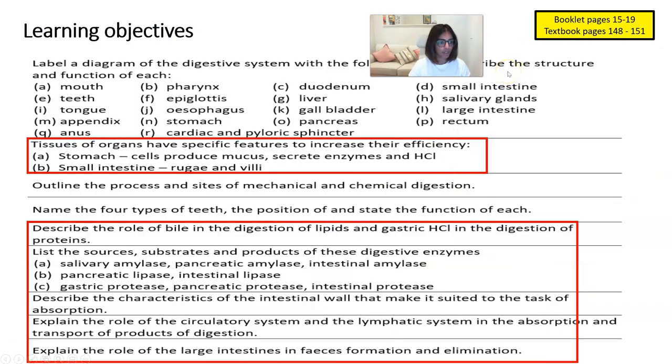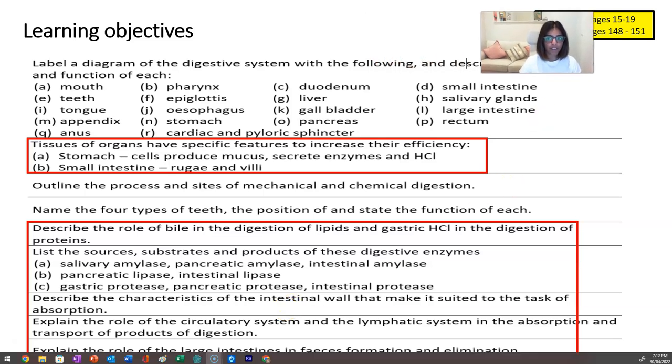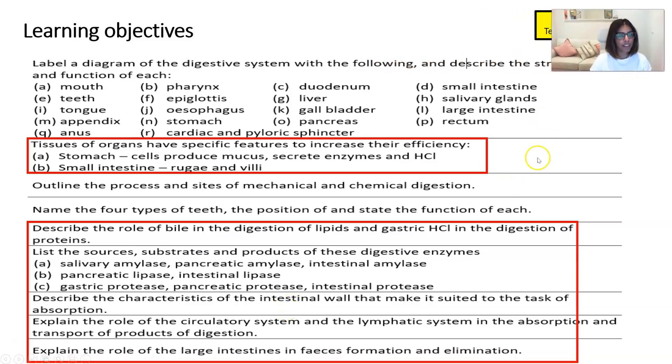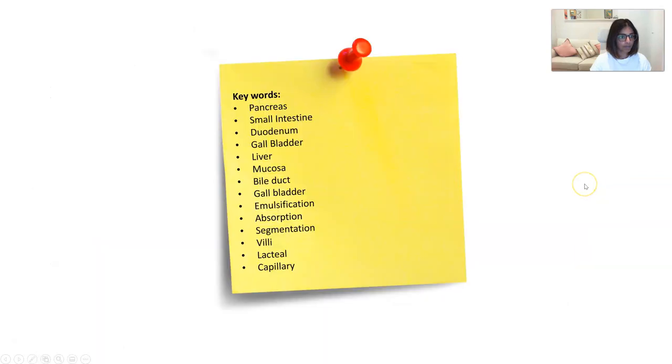The learning objectives associated with this topic will be specifically looking at this red box at the bottom. As ever, please make sure that you read the textbook pages outlined above and you complete the booklet pages of your notes. These are the key words associated with today's lesson. There are a lot of new words that you may not have heard before, so it's really important that you do read your textbook and you do understand what these words mean.